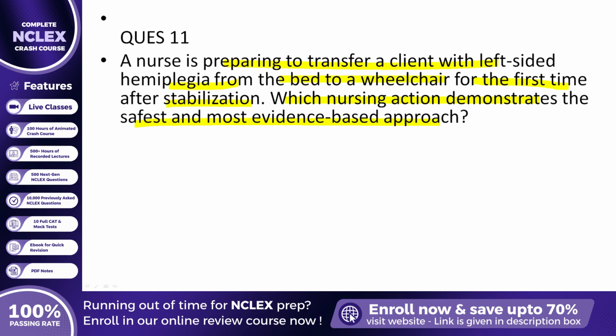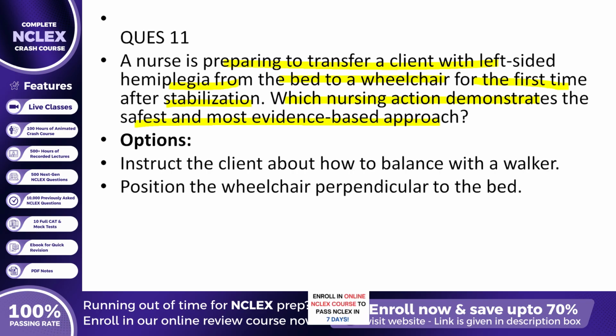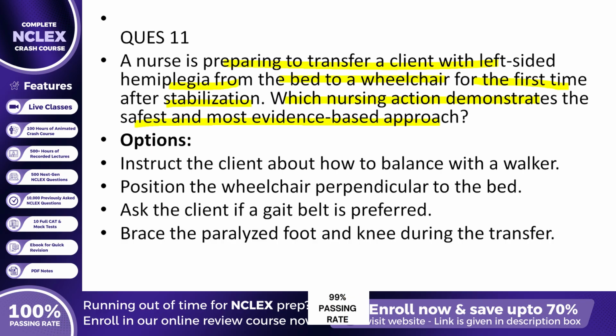Here are the options to consider. Option 1, instruct the client about how to balance with a walker. Option 2, position the wheelchair perpendicular to the bed. Option 3, ask the client if a gait belt is preferred. And Option 4, brace the paralyzed foot and knee during the transfer. The correct answer is Option 4, brace the paralyzed foot and knee during the transfer.